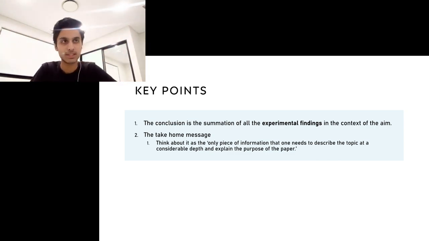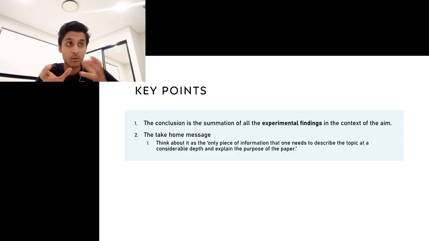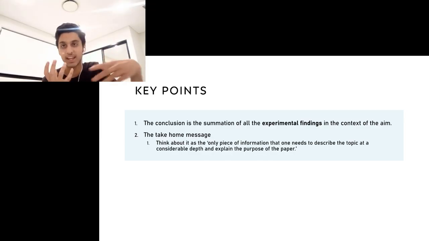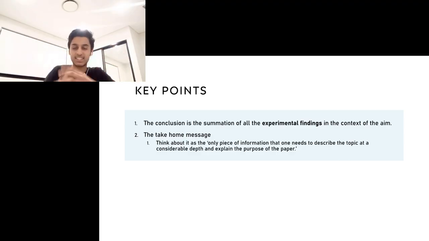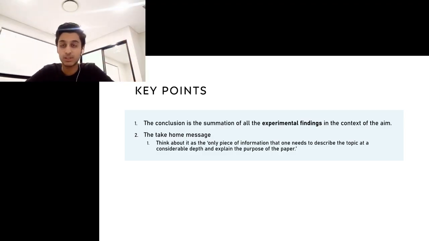And this is the second point. And here is where you think about the only piece of information that one needs to describe the topic at a considerable depth and explain the purpose of the paper. And so you want to create this character, and you want to give them that take-home message. And so this should be that piece of information that they can use to describe your entire paper and explain the paper's findings. And they should also be able to use the conclusion to talk about why your research is important.